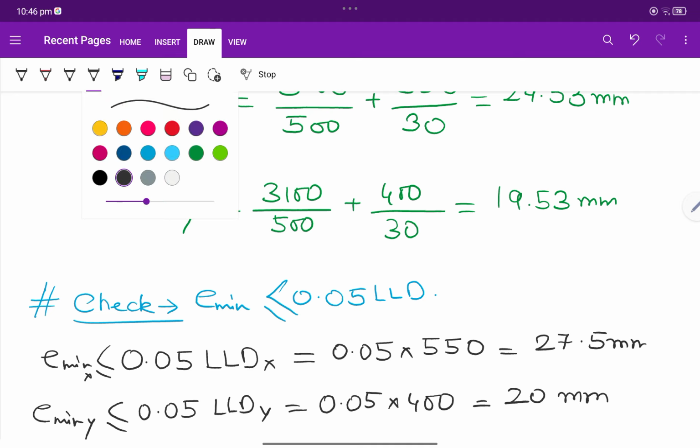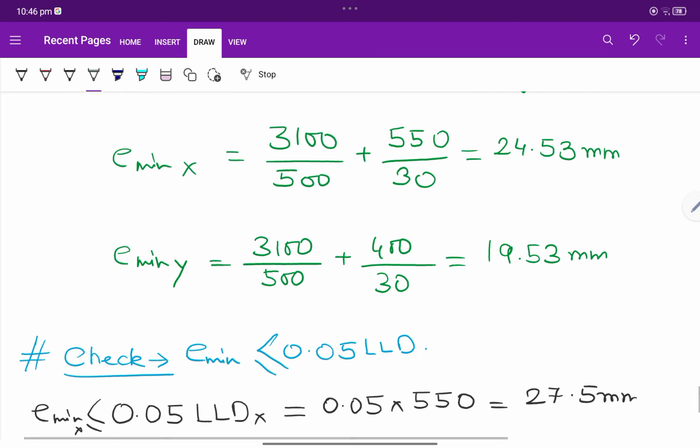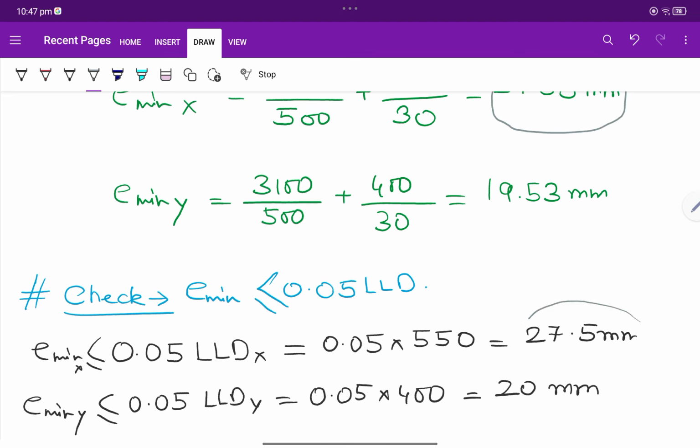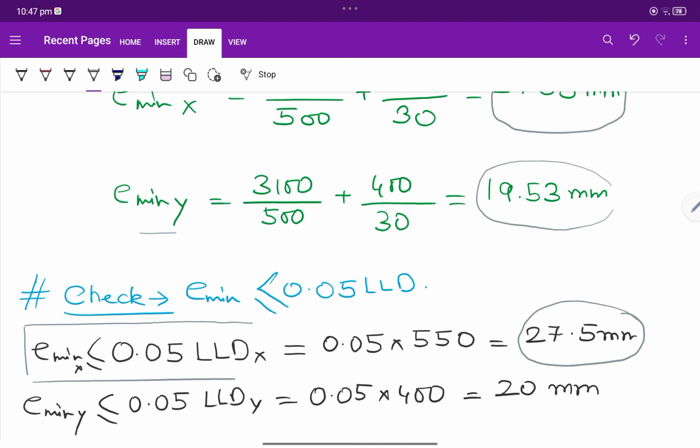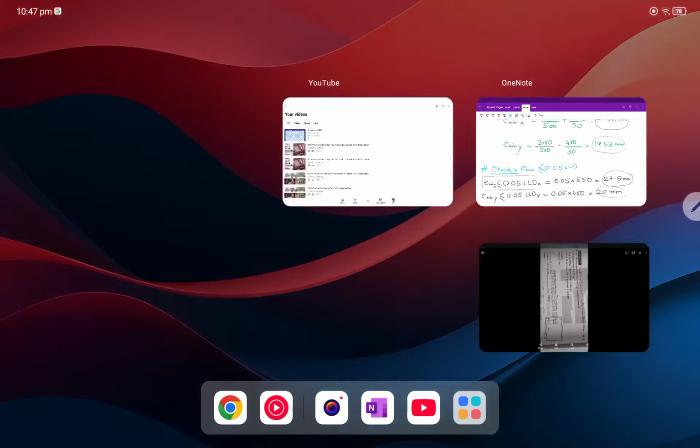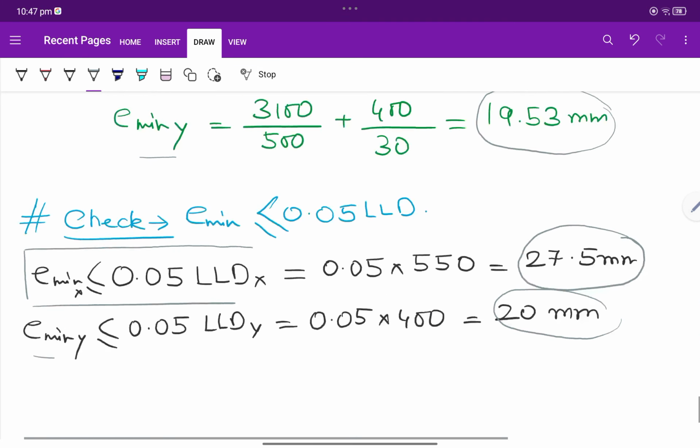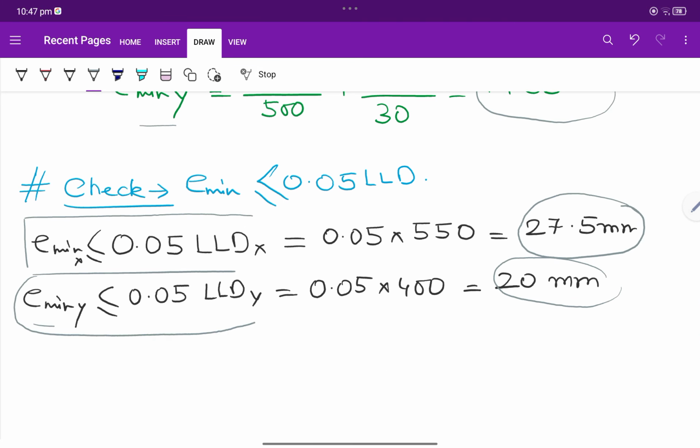Just see one thing, the x value is coming as 24.53, and here it is coming as 27.5. So it is less than that only. So this condition is being satisfied. Okay, the next thing, in y direction it is coming to 19.53. So here it is 20. So this condition is also being satisfied.